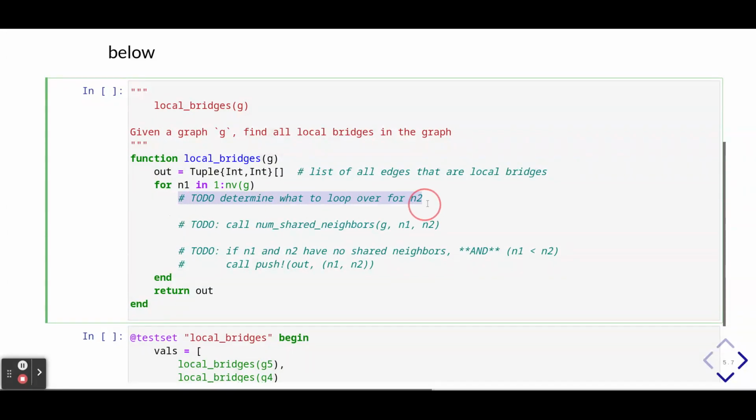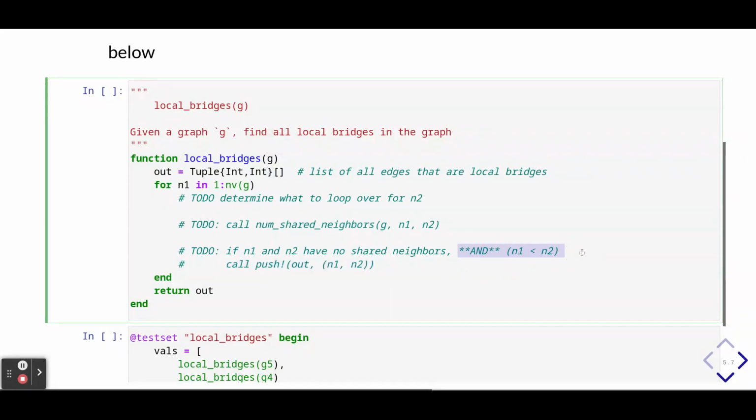The first hint says determine what to loop over for an n1 to a second node. Hint, think about the definition of a local bridge. It has to do with neighbors. Then we're going to call num_shared_neighbors between n1 and n2. And then the third one, if we find that the number of shared neighbors is 0, we're going to push out n1 and n2.